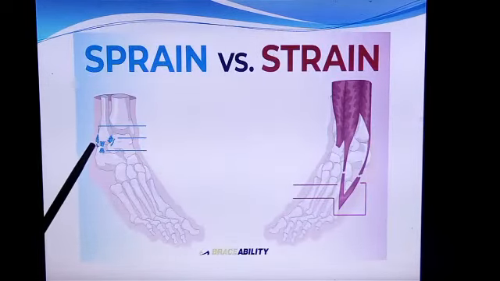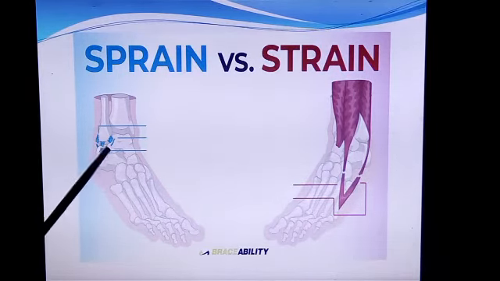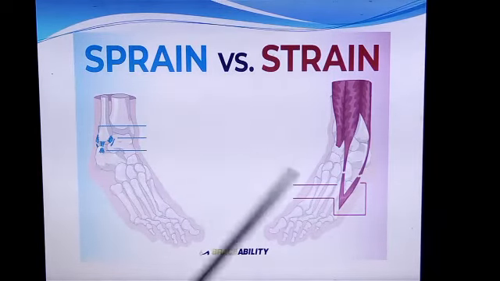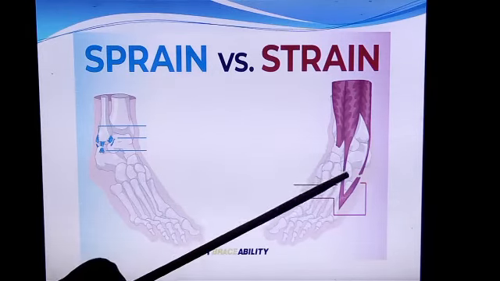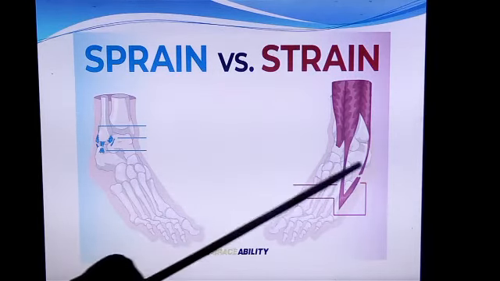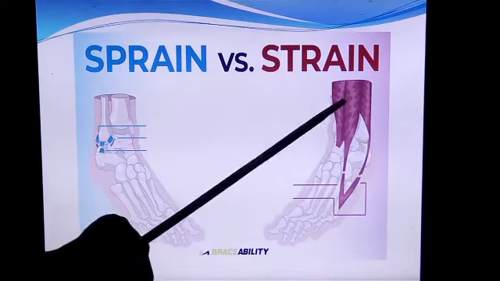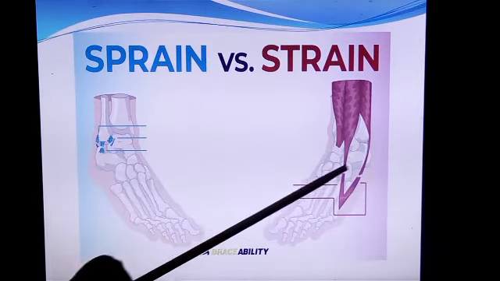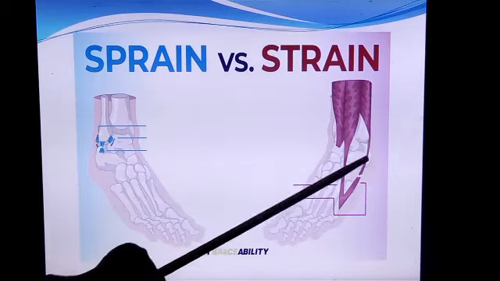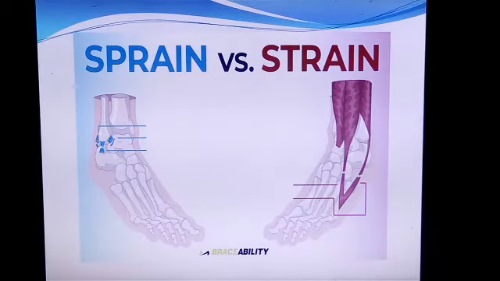As you can see in our picture, this is a sprain. These are the overstretched ligaments that attach these two bones. And here, in a strain, you can see this tissue that attaches the muscles to the bones. It is damaged. This is due to certain activities.